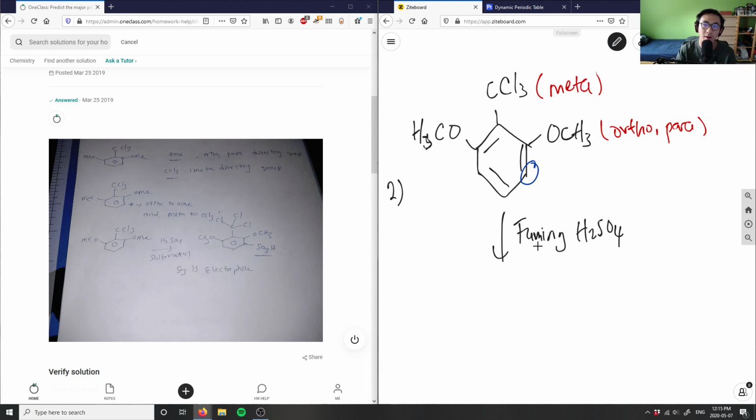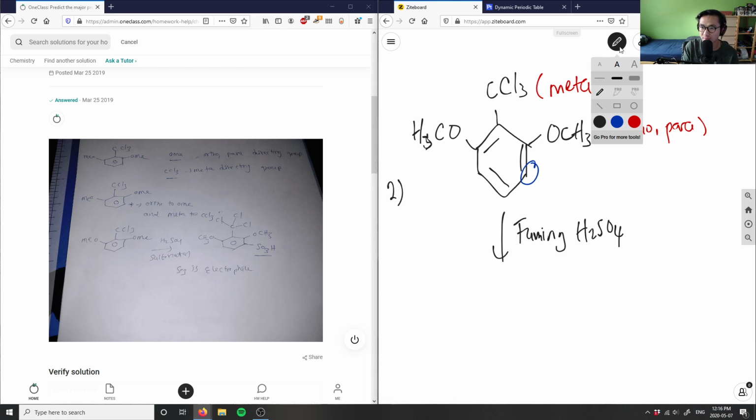Sorry, I mixed it up when I said ortho and para. Remember, when we're talking about meta, ortho, and para, we're talking about the locations of the benzene substituents, right? So we're talking about the ortho, para, meta directors. Meta is two away from the electron directing group here. Ortho is right beside it. And para is right opposite of it, the furthest away.